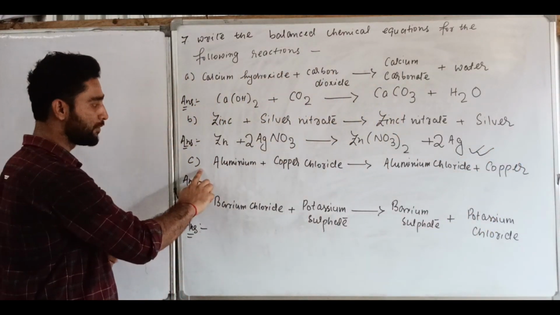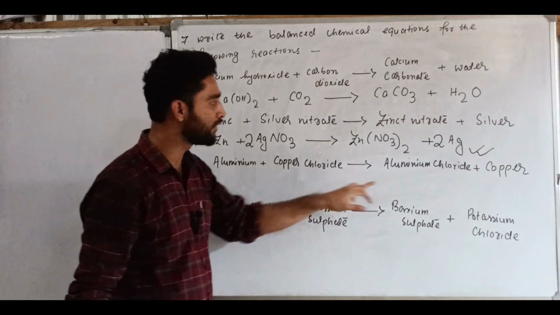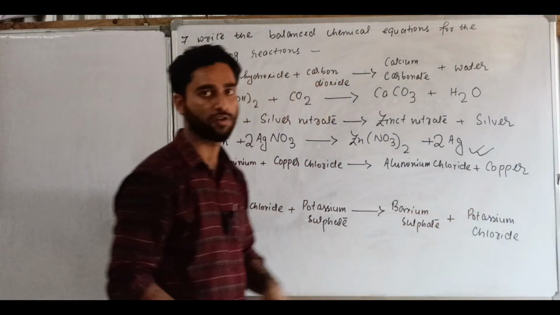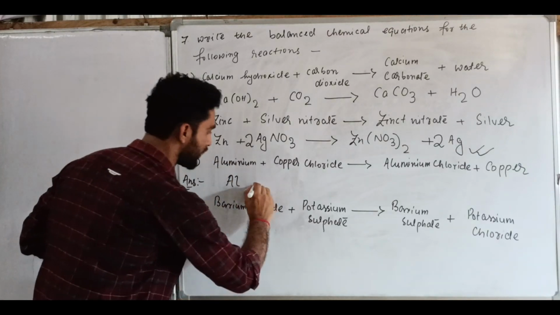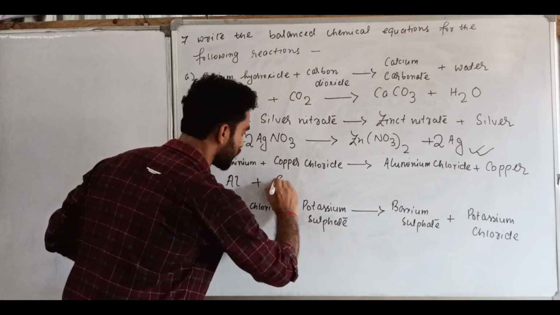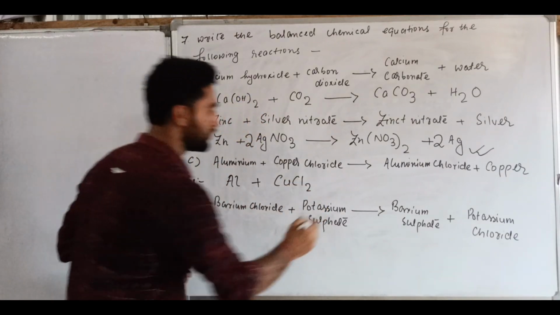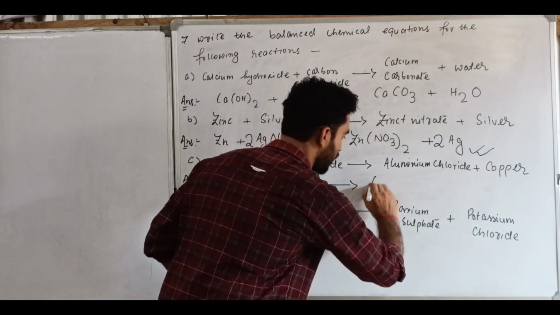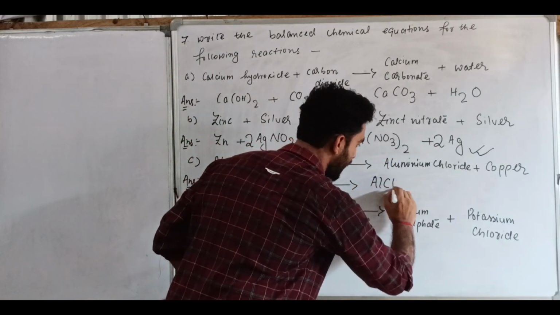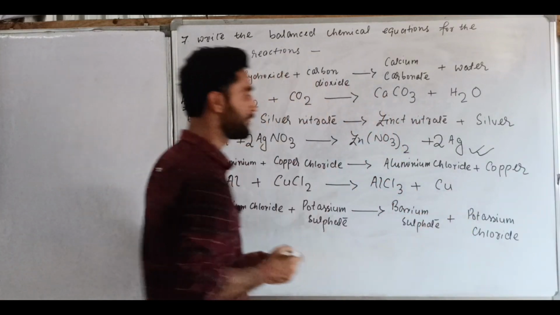Now question number C. Aluminium reacts with copper chloride. They form aluminium chloride plus copper. Now aluminium Al plus copper chloride. Copper chloride is CuCl2. They form aluminium chloride. Aluminium chloride formula is AlCl3 plus copper.